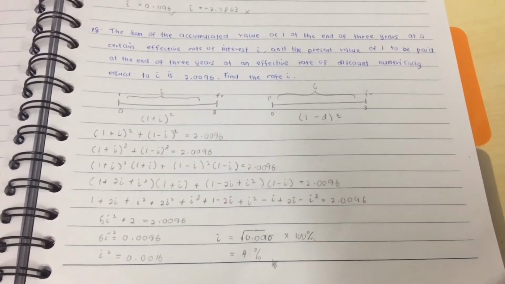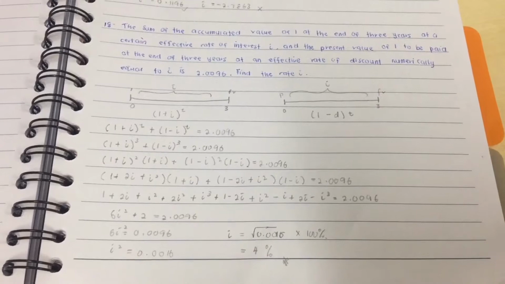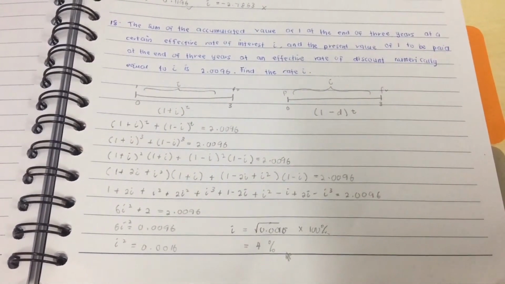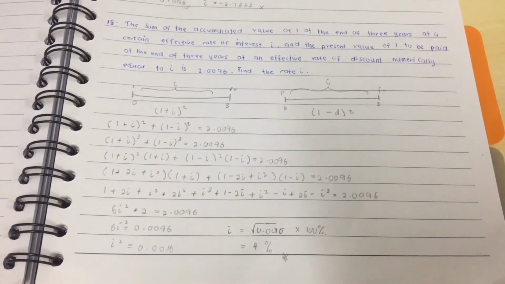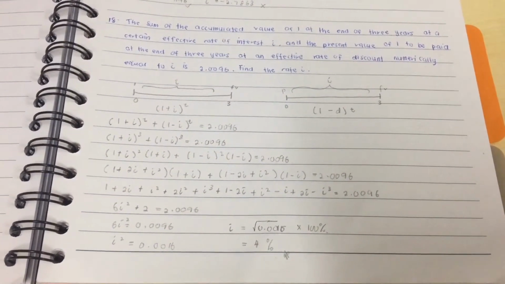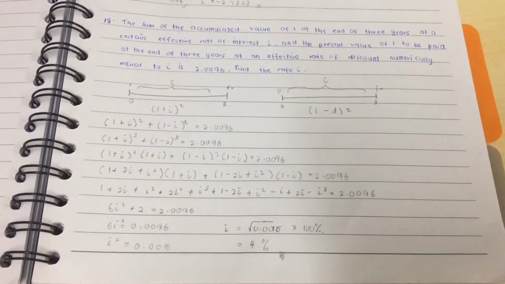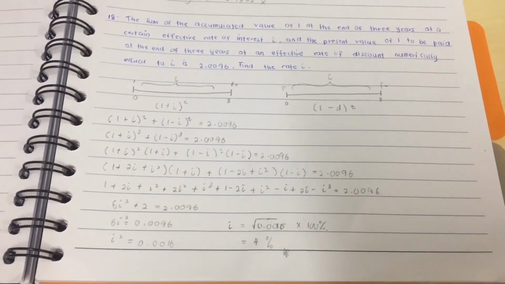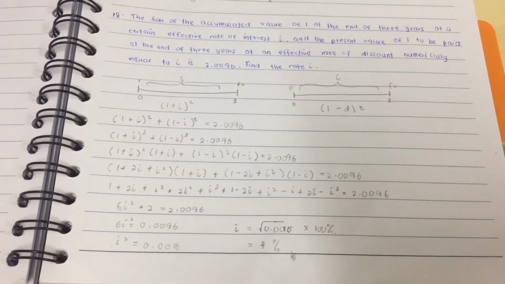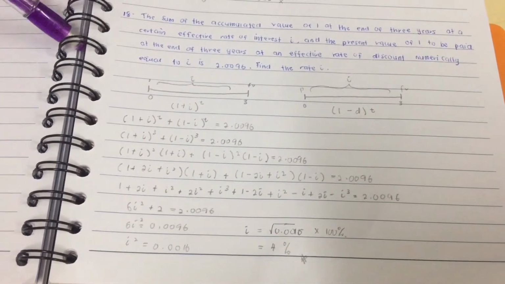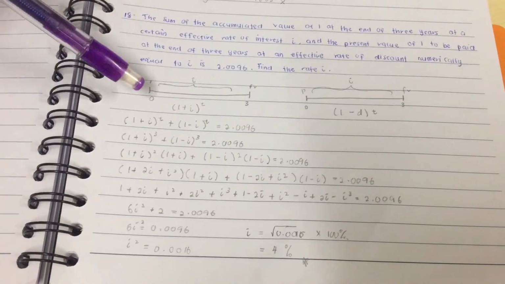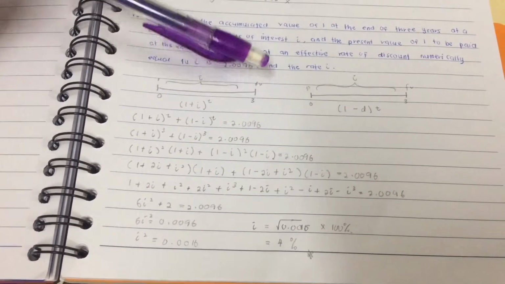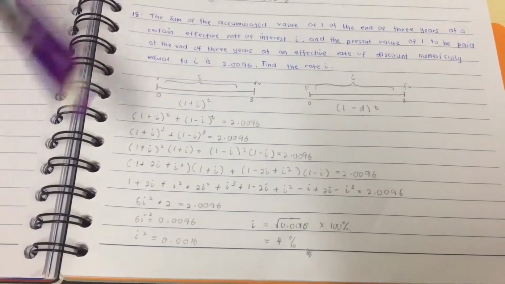For question 18, the sum of the accumulated value of 1 at the end of 3 years at a certain effective rate of interest i and the present value of 1 to be paid at the end of 3 years at an effective rate of discount numerically equal to i is 2.0096. Find the rate i. So buat timeline untuk (1 plus i) power t dan juga (1 minus d) power t.